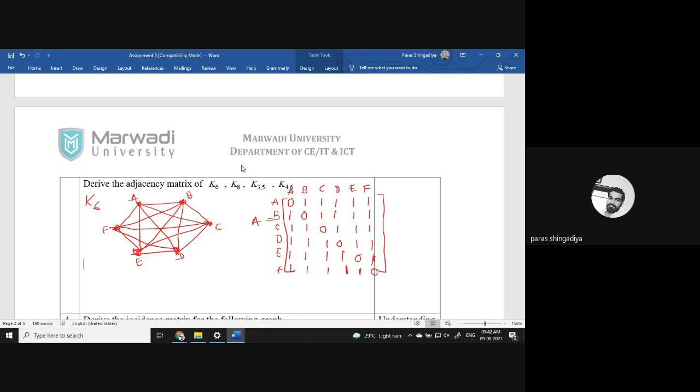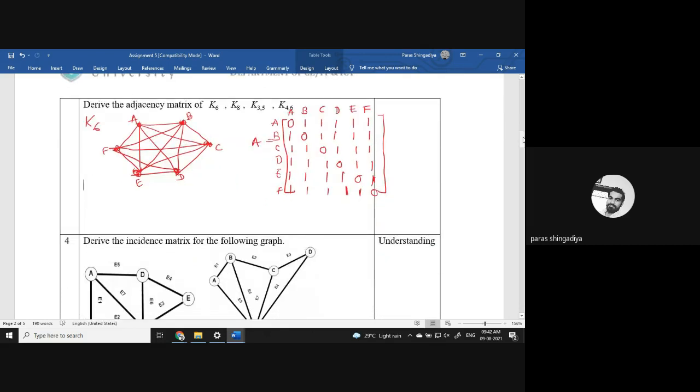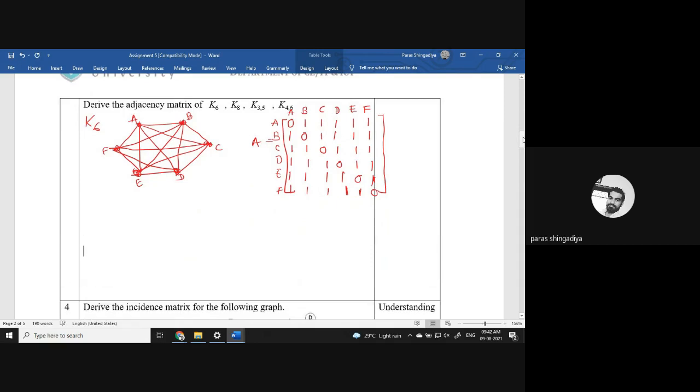Each and every vertex is connected, means the degree of each vertex is 5 here, and each row as well as each column contains five 1s. Is it clear? The graph of K6 and its answer? Any doubt? Good. Now for K8, it is a number. Draw the K8 graph here, and here you will get an 8 by 8 square matrix.